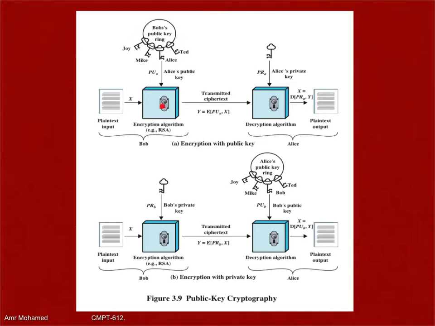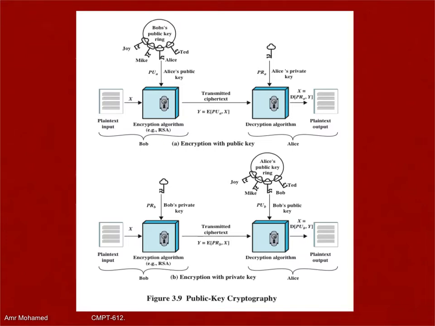And you use the public key to encrypt the message that goes to a certain entity. So you use the public key of that person. This is Alice and this is Bob. So you use Bob's public key to encrypt the message going to Bob. And then Bob would use his own private key to decrypt that message.